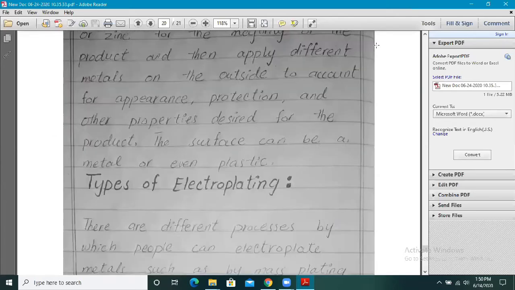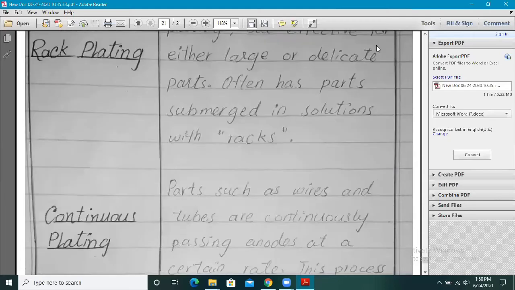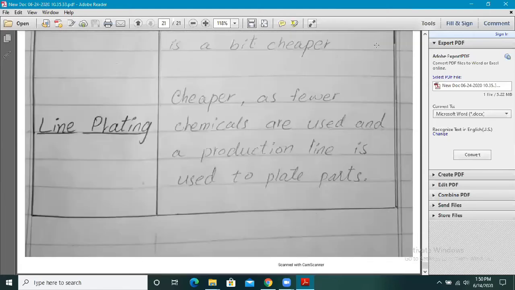We have the following types of electroplating: mass plating, rack plating, continuous plating, and line plating.